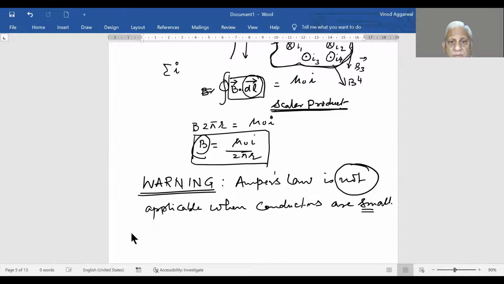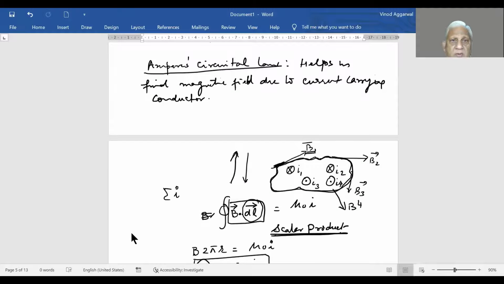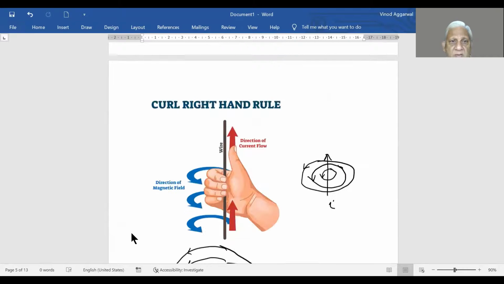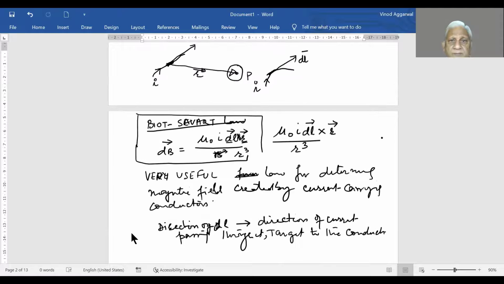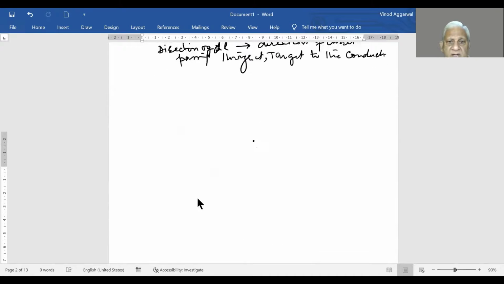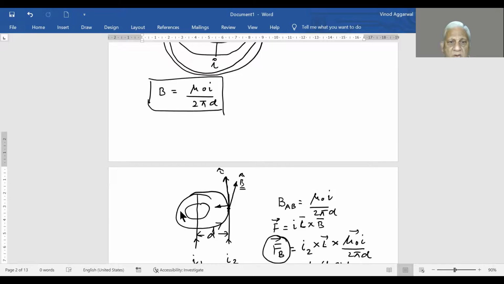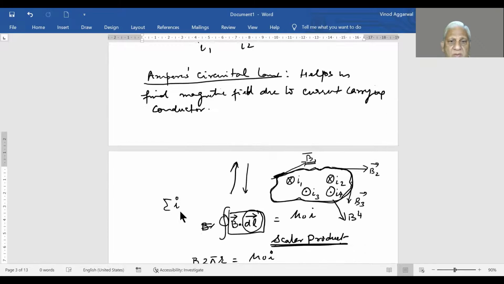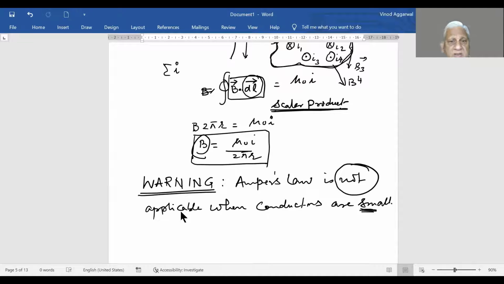So what do we do in such a case? We have a small conductor and we still want to find the magnetic field because of that. What do we do? Simple. You go to Biot-Savart law. There is no restriction on the size of the conductor at all. In fact, wherever you can use Ampere's law, you can use Biot-Savart law very easily.